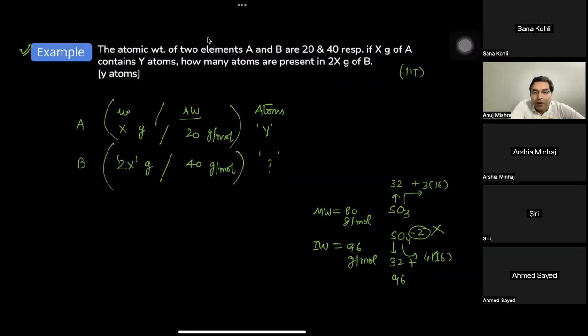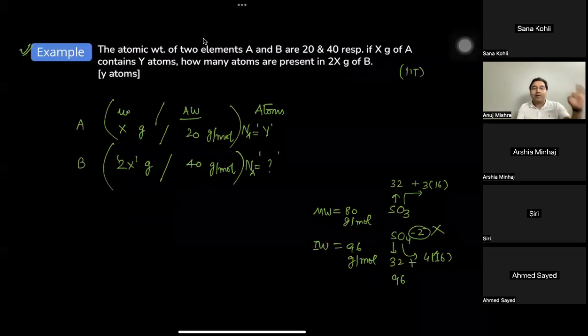Fine. How can I get atoms from moles? A and B are two elements. Moles, I want to get atoms. What is the method? I can convert moles into atoms. We have moles of A, moles of B. What shall I do so that I can get atoms of A and B? Multiply by Na. Amazing. So can I say this into Na is Y, and this into Na is what? That we need to find out.